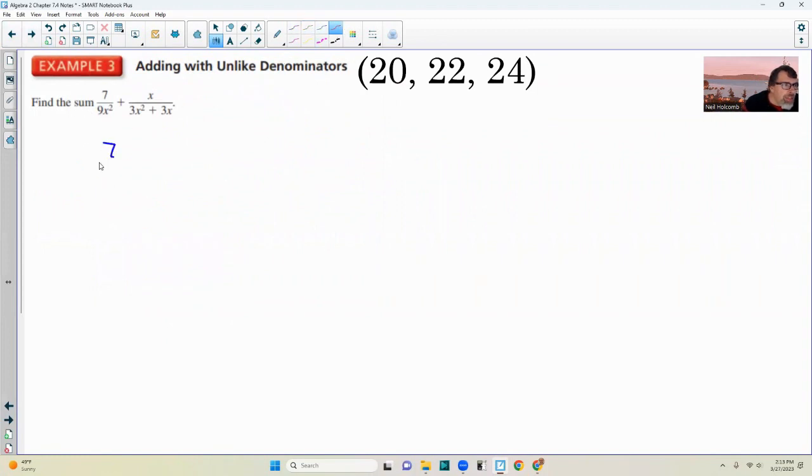So if we have 7 over 9x squared, I want to multiply it by, let me highlight this, and I'll use purple. I want to multiply it by that.